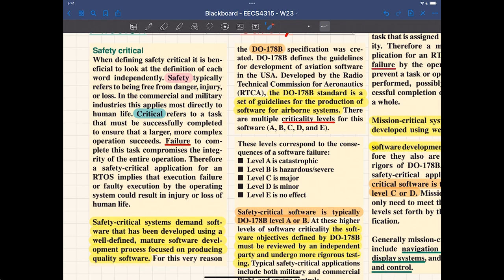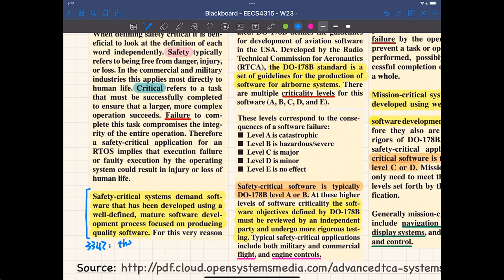Let's read it together. Safety critical systems demand software that has been developed using a well-defined, mature software development process focused on producing quality software, meaning that the process by which you develop your system must be mature and well-established, okay? And what we really attempt to show you guys in 3342 and 4315 are two promising approaches that are well established. So in 3342, if you remember, we said it's theorem proving. And 4315, that's model checking.